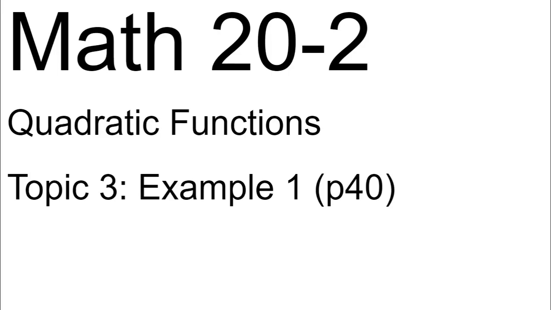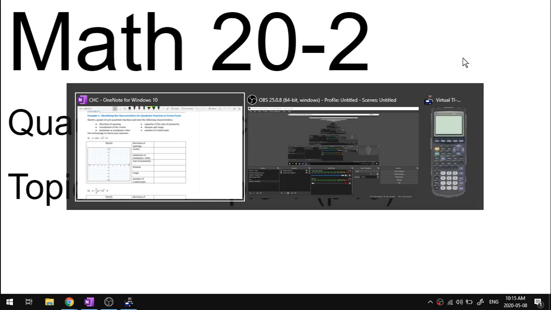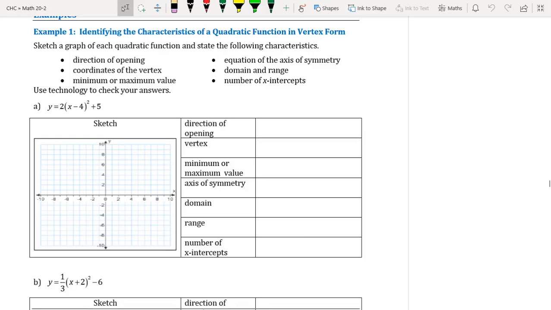This is Math 20-2, Quadratic Functions, Topic 3, Example 1 on page 40. In this question, they are asking us to identify the characteristics of quadratic functions in vertex form.